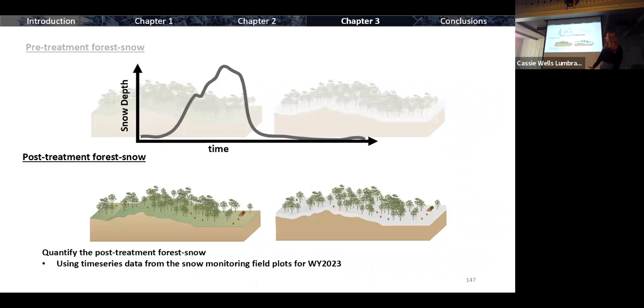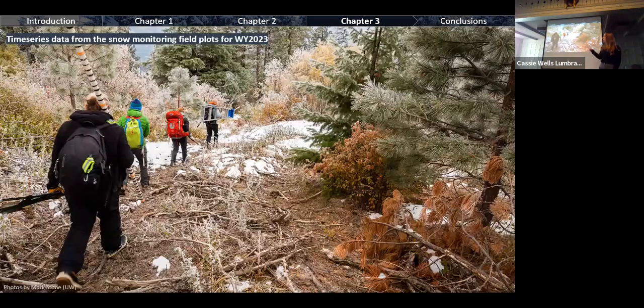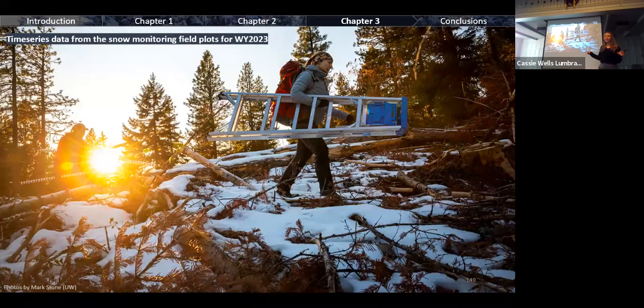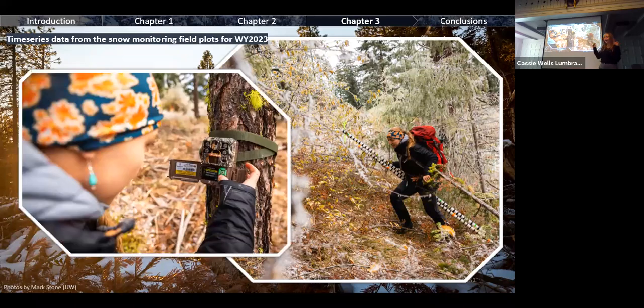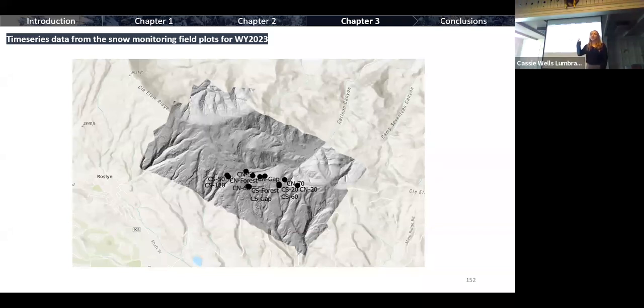First, we went out and we took time series data. So we went out in the fall and we set up snow monitoring field sites to get information about snow depth over time. And this was a huge effort from many people to go out and set up these field sites. These are photos from Mark Stone. And we set up time-lapse cameras and snow poles the cheapest way possible to get information of snow depth over time on the ridge. This is set up at 12 sites, 6 on the north, 6 on the south of the ridge.